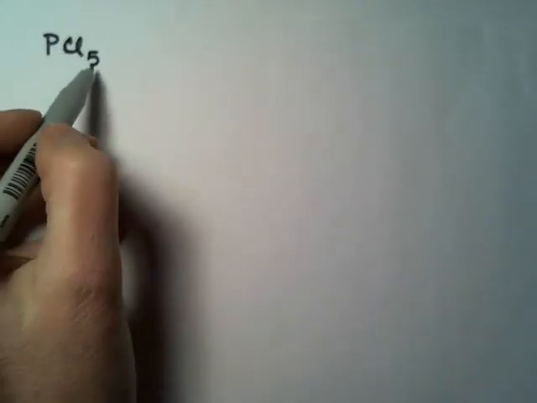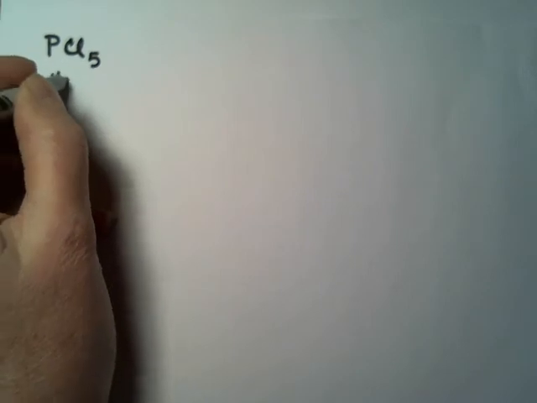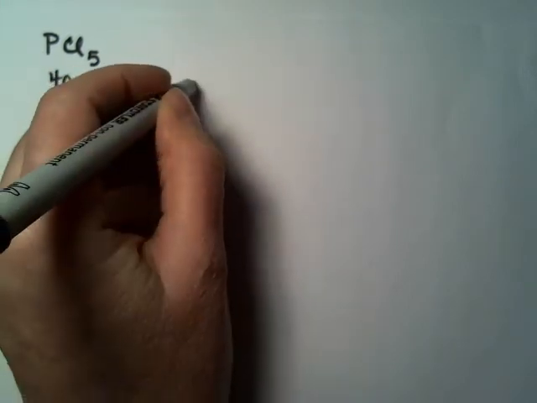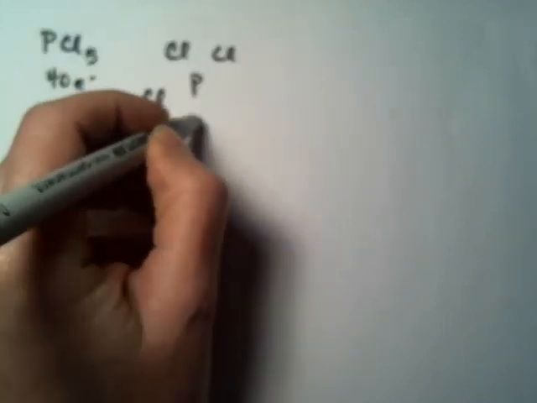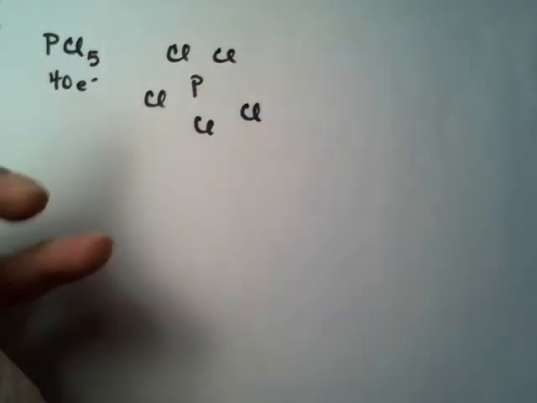finish with PCl5. Okay, 5 7's 35 and 5 is 40 electrons. Phosphorus. See how fast you're going to be able to do these on the exam. Do them carefully though.